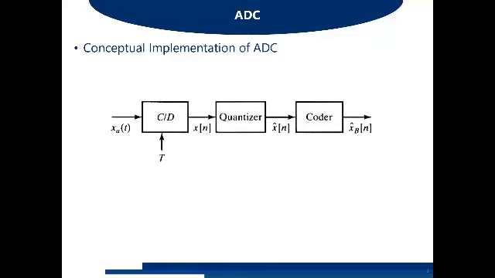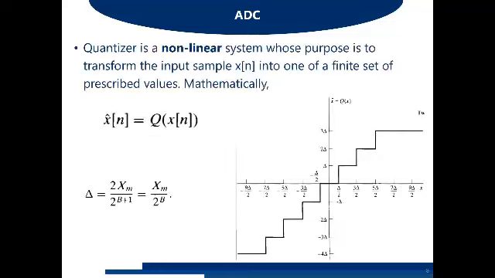The output is X of n, which is a discrete time sequence having infinite precision and an infinite number of levels along the y-axis. This X of n will be passed through the quantizer, whose purpose is to convert that discrete time sequence into a digital signal containing finite levels that require finite precision. The quantized signal X hat of n will be passed through the coder to generate the data in the form of a bit stream. It will map each quantized symbol into a number of bits so that the data can be treated as true binary data.